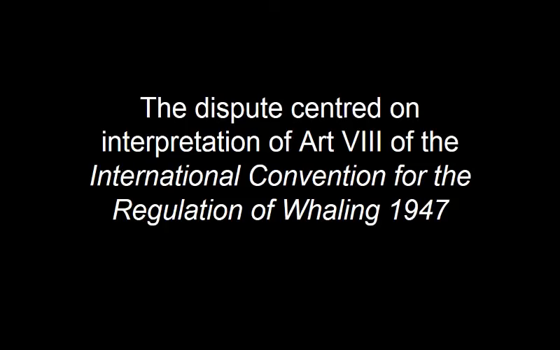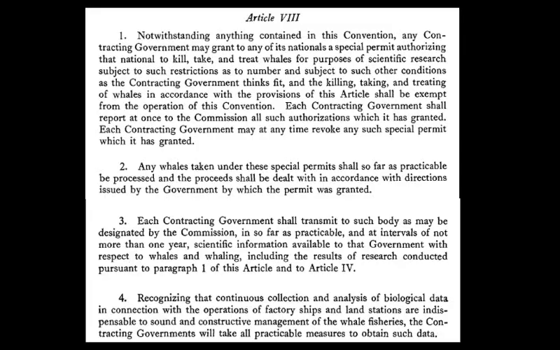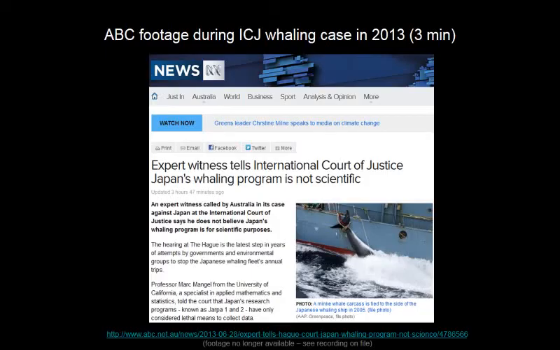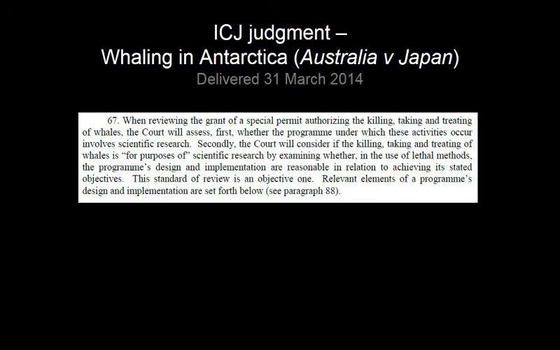And it centred around the interpretation of Article 8, which I mentioned before. So basically the ability to undertake research. And I won't play the footage, but essentially the ICJ agreed with Australia. I was amazed. I thought Japan had a really strong argument under Article 8. But the ICJ decided that what Japan was doing exceeded what could be characterised as research, as legitimate research. And so essentially, this is part of it.